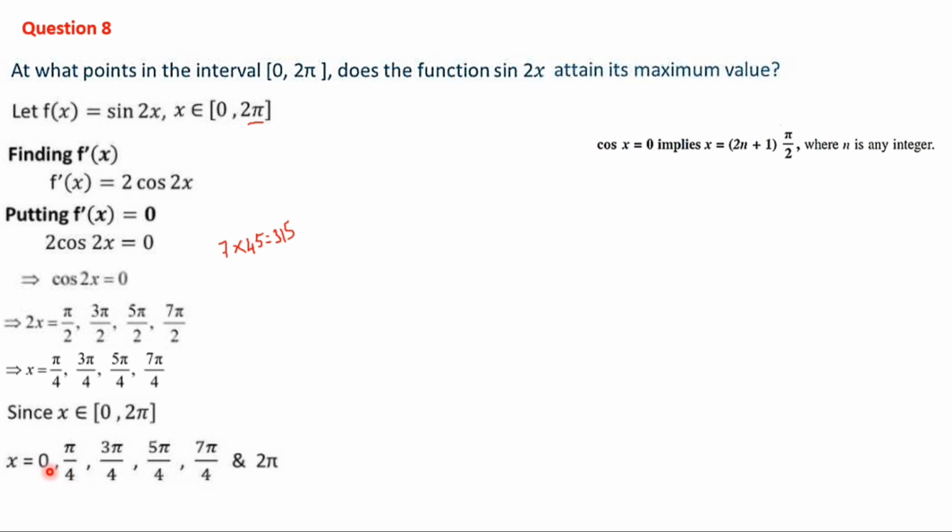So both 0 and 2 pi we have included here. Then let's find out the value of the function with respect to these values. F of 0. F of 0 means sine 2 into 0. Sine 2 into 0 is sine 0. Sine 0 is 0. It's quite clear for us.